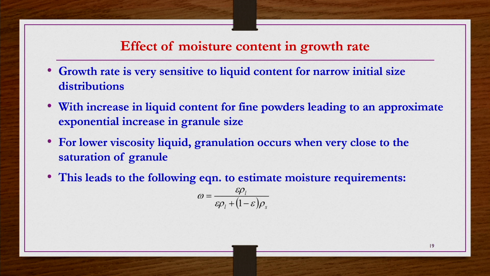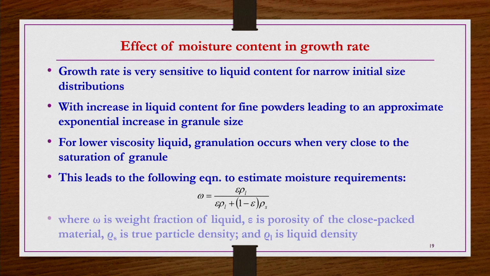Omega equals epsilon rho L divided by epsilon rho L plus (1 minus epsilon) rho S, where omega is the weight fraction of the liquid, rho L is the liquid density, rho S is the true particle density, whereas epsilon is the porosity of the close packed material. What is the porosity? That is the interstitial space of the packed material before the granulation.